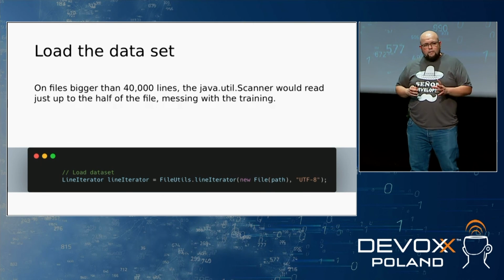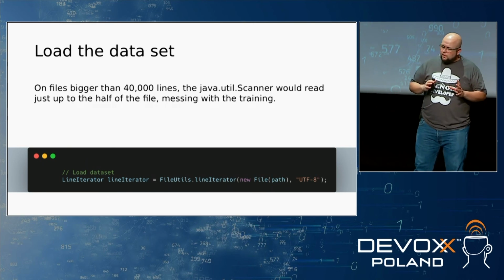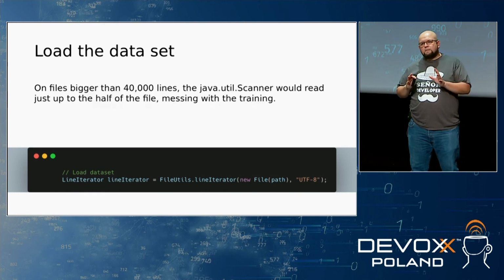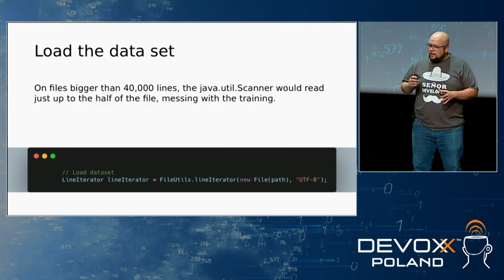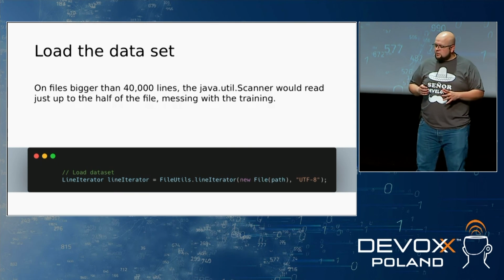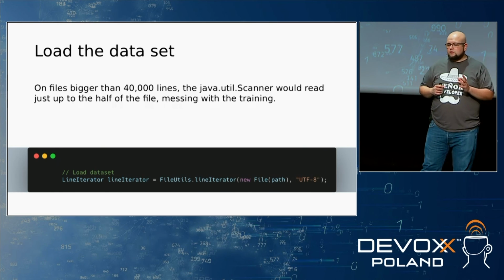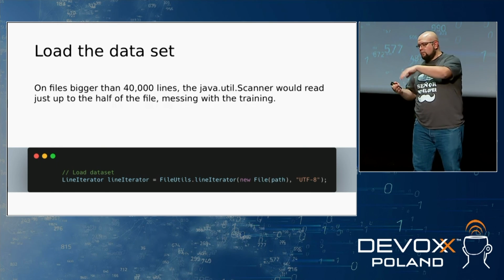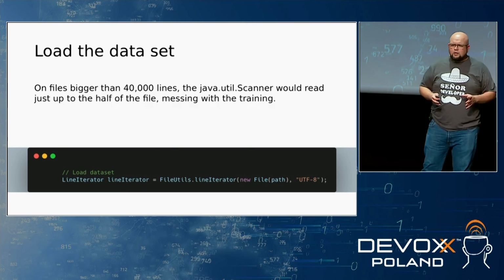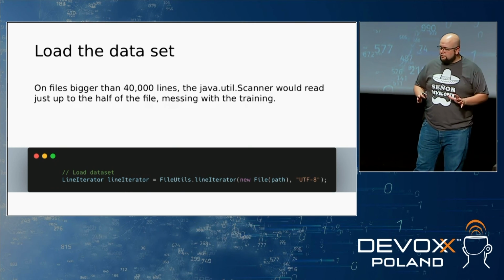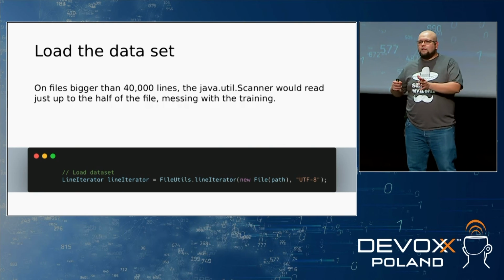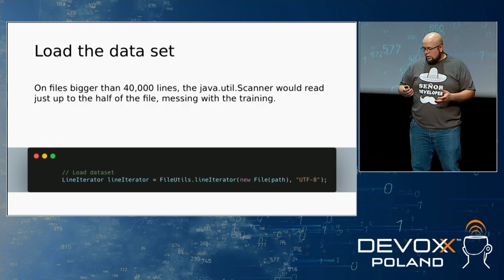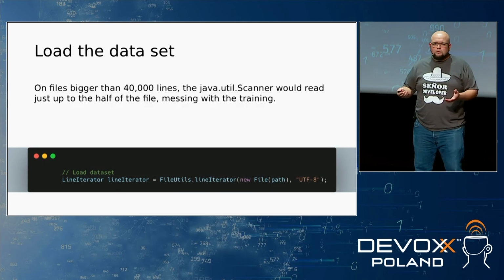And then also, during this development stage, I found that on files bigger than 40,000 lines, the class Java util Scanner will read just up to half of the file. And this was messing with the training later. This took me a couple of hours to figure out because I didn't know whether I was doing wrong configurations or what was going on. I never expected to have such a problem with Java util Scanner.